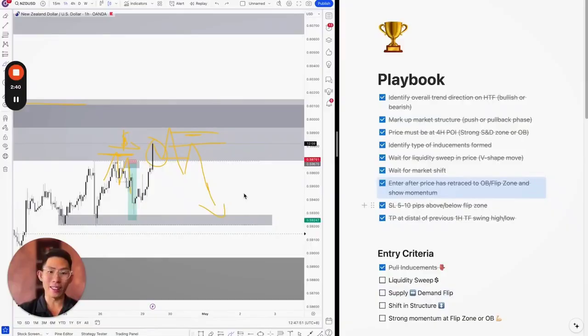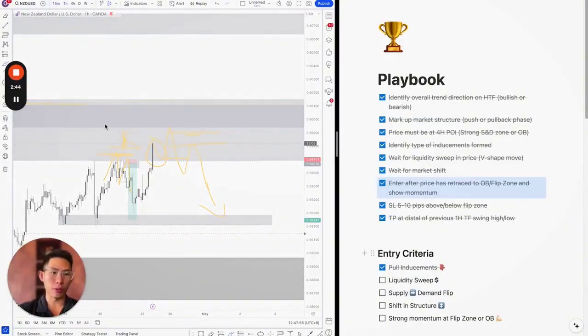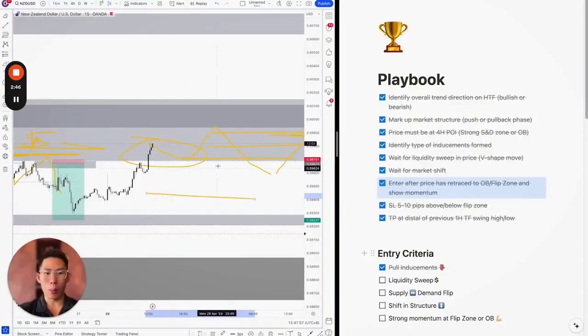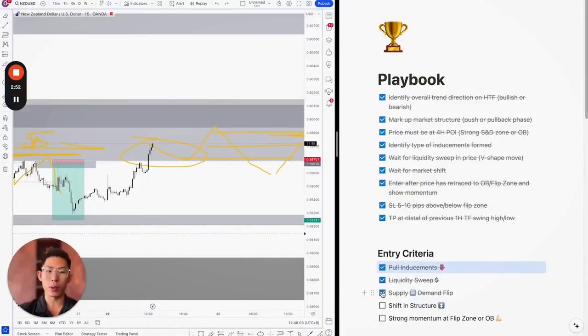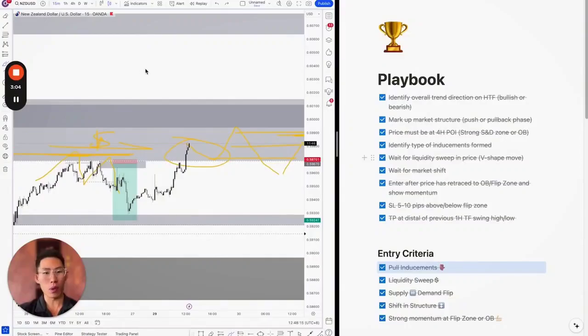And before I even enter the trade, I will quickly go through my entry criteria, right? So I'll go down to the 15-minute time frame, and once I see that opportunity, I'll check whether a pull inducement was formed, whether there was a liquidity sweep, whether supply has flipped to demand or demand has flipped to supply, and whether there's a shift in structure and strong momentum at a flip zone or order block. And yeah, that is basically how I just went through the entire strategy within like 3 minutes, and I'm pretty sure this 3 minutes is more valuable than any bullshit trading video that you see out there.